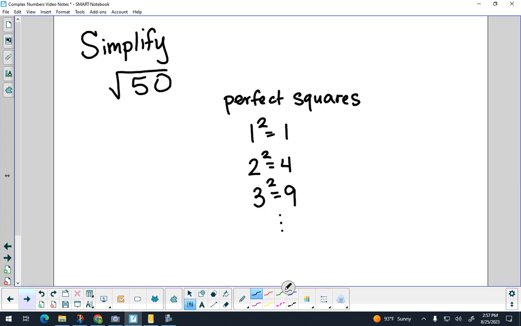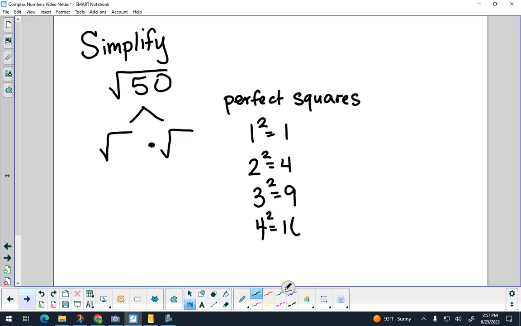Remember when you're taking the square root, you're trying to find two numbers that give you that same thing underneath the square root. And we don't have two numbers that are going to be perfect, right? But we can break it down into a perfect square. And so I would find two numbers that multiply to 50, where one of them needs to be a perfect square. So I'm going to keep writing out all my perfect squares for purposes so that we can do this.